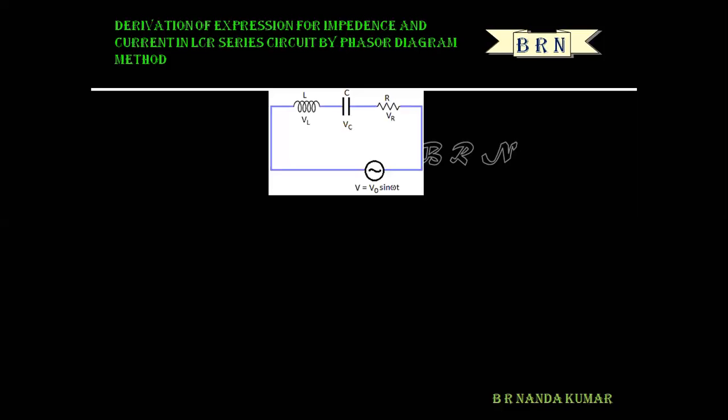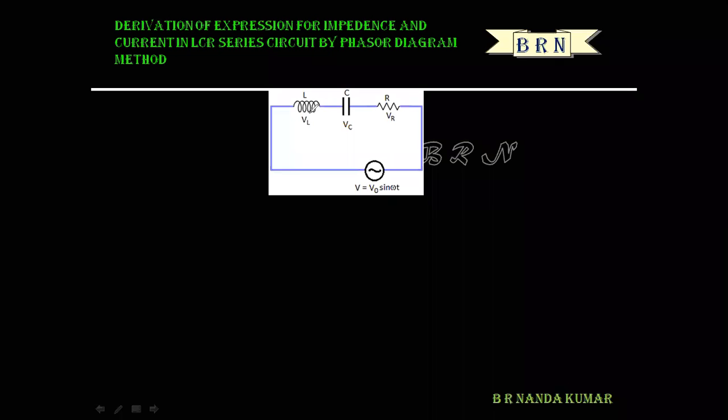What is the meaning of inductor? Inductor is a circuit element which offers certain opposition to the flow of varying current. What is the meaning of capacitor? Capacitor is a device used for storing electric charge. So what is the meaning of resistor? Resistor is a circuit element which offers certain opposition to the flow of current.